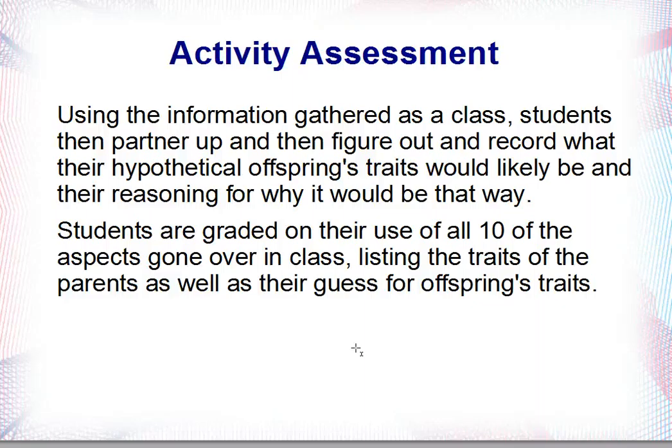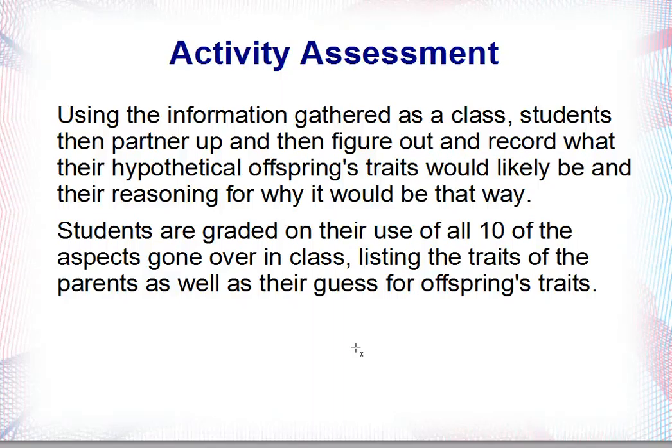So using that information that they gather as a class, students would then partner up and figure out and record what their hypothetical offspring's traits would look like with those two people. And they would also give their reasoning for why it would be that way. So let's say if we had one student with blue eyes and a student with brown eyes, they would say that most likely their offspring would have brown eyes because brown eyes would be dominant to blue eyes.